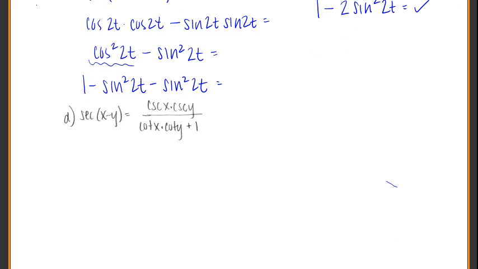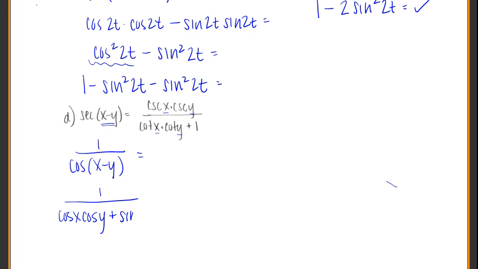Alright, last but not least, secant of x minus y. Over here, my angle is x minus y. Every angle on the right is just x's and y's, so that's going to help me out. I don't know a secant expansion, but I know a cosine expansion, and secant is 1 over cosine. So my first step is writing secant as 1 over cosine of my angle. So it's 1 over cosine x cosine y plus sine x sine y.